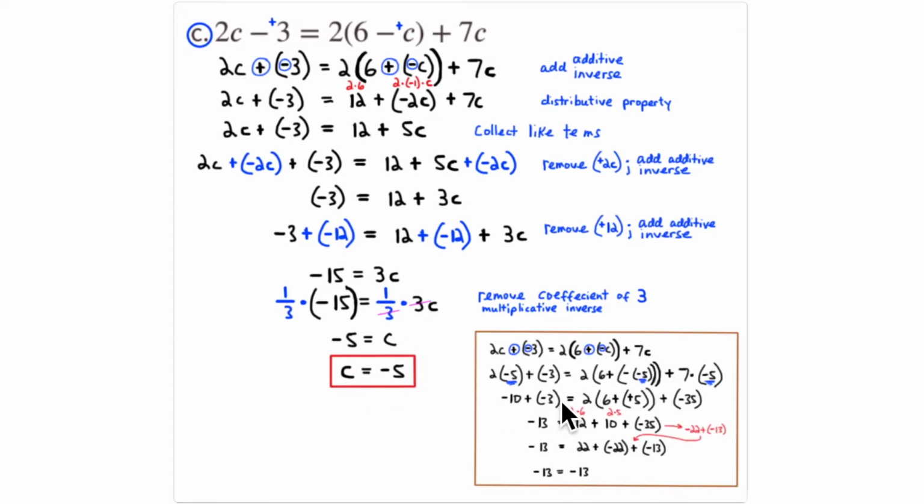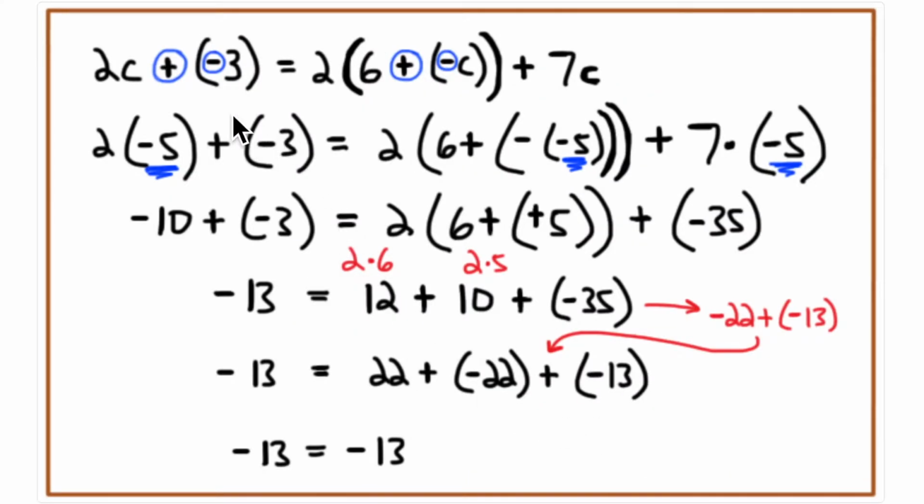And to test that in the equation to see if it is the proper solution, c is in fact equal to negative 5. So here's the negative 5 for c, this c right here, and here's the negative 5 for this c right here. So 2 times negative 5 is negative 10 plus negative 3. Remember, use the distributive property. Actually, you don't have to use the distributive property here. I could have just added these together. 6 plus 5 is 11. 2 times 11 is 22. That's 22 right here. But I did use the distributive property.